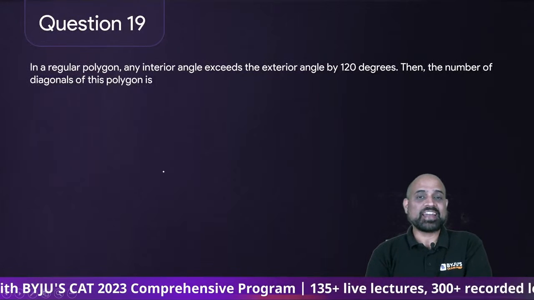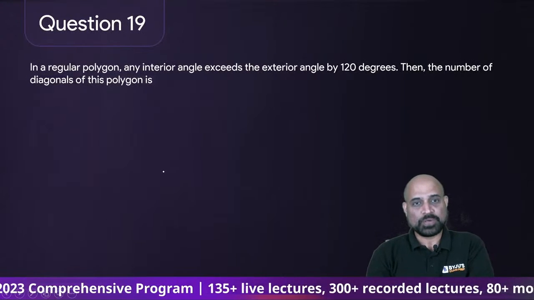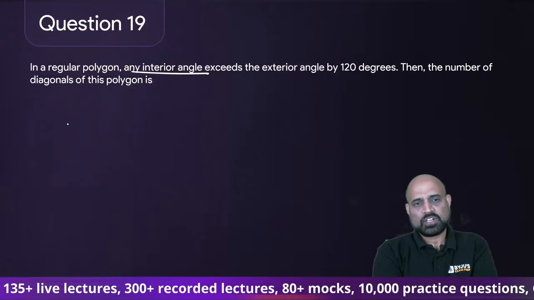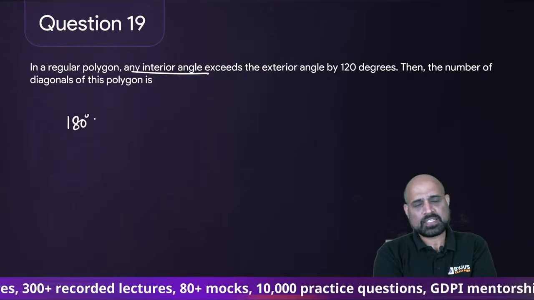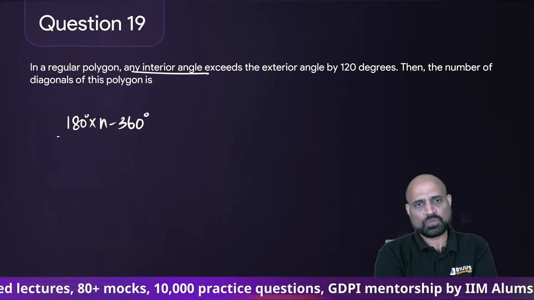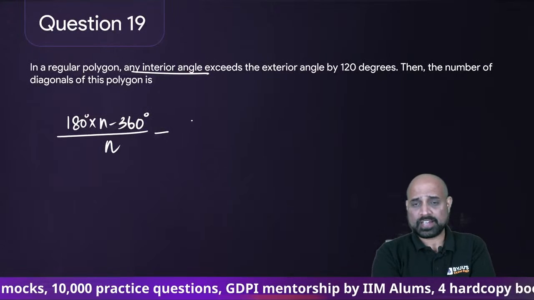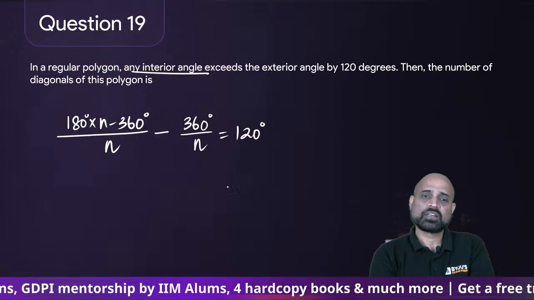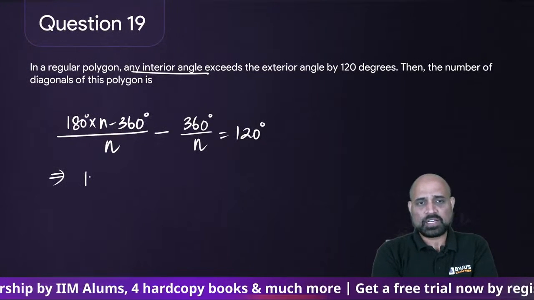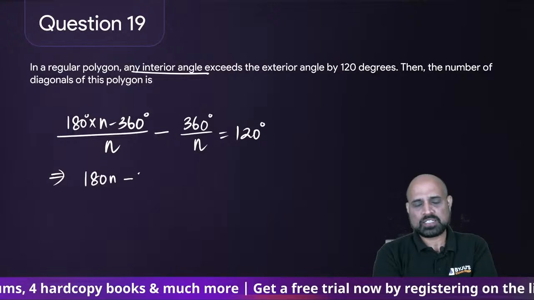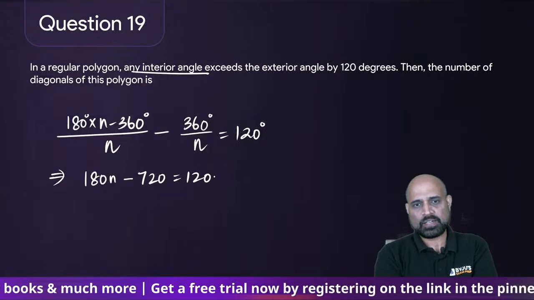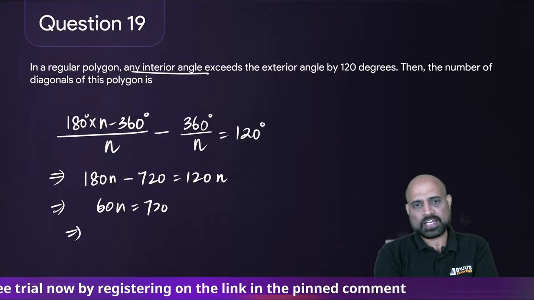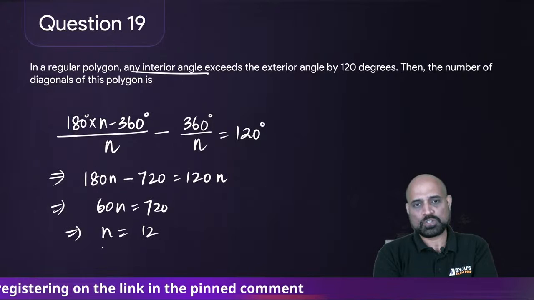In a regular polygon, any interior angle exceeds the exterior angle by 120 degrees. So how do we calculate interior angle? And it says regular polygon. So this is given as 180 degrees into n minus 360 degrees whole divided by n. And then exterior angle, which is given as 360 degrees divided by n, and it says 120 degrees. So इधर से अपन n की वैल्यू निकाल सकते हैं. So we'll have 180n minus 720 is equal to 120n, or we will get 60n is equal to 720, or we will get the number of sides of this regular polygon, which will be 12.